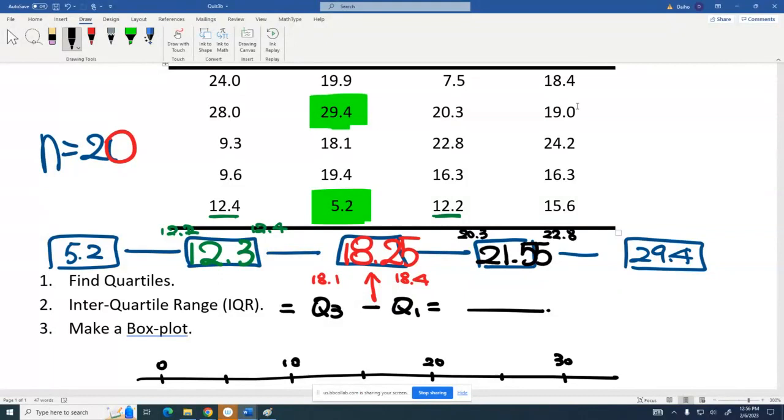Okay, why don't you list the five numbers? 5.2, 12.3, and 18.35. But do you understand how you can get the quartiles?